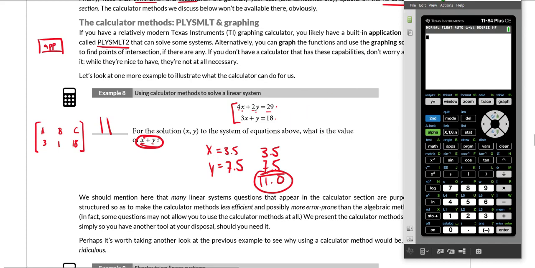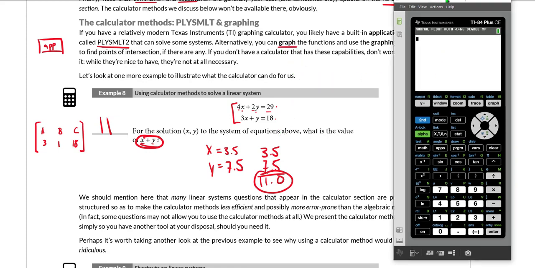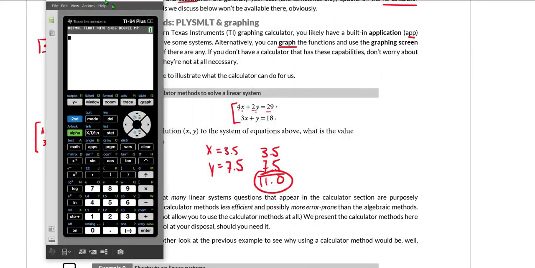In terms of using the graphing screen, you can use the graphing screen to find a point of intersection. For those of you that know how to do this, you can go ahead and try it on this question. If you don't know how to do this, just follow me. The process will be the same on newer and older calculators. It will just look a little nicer on the new calculator.